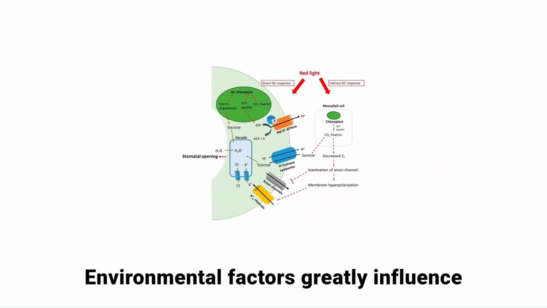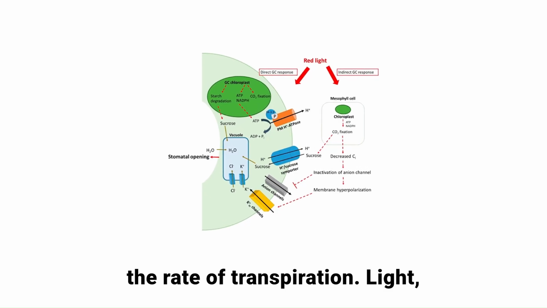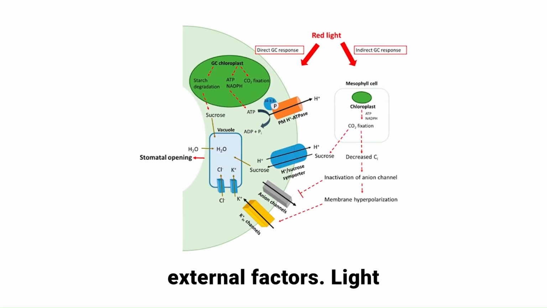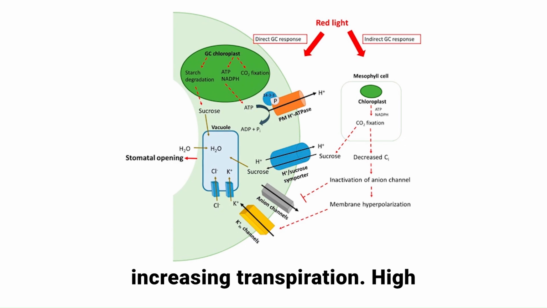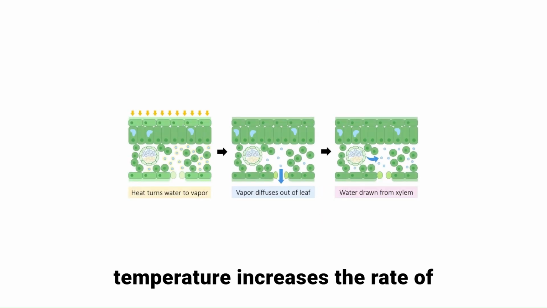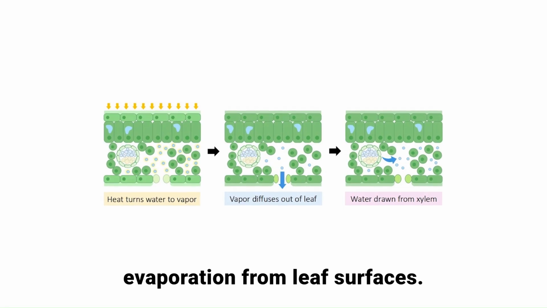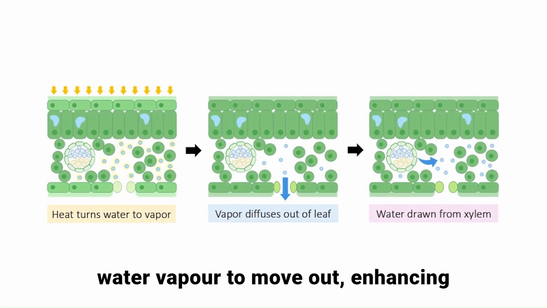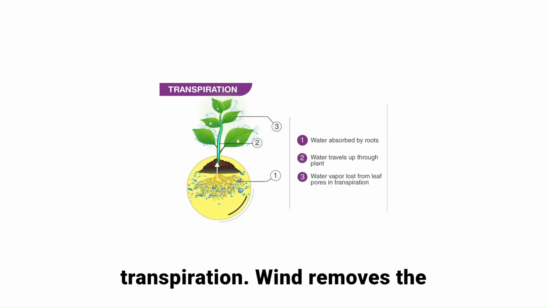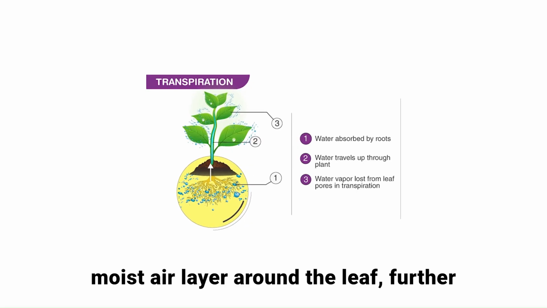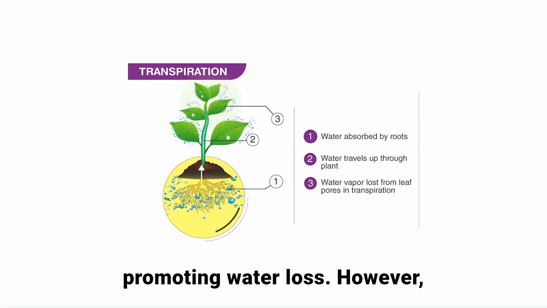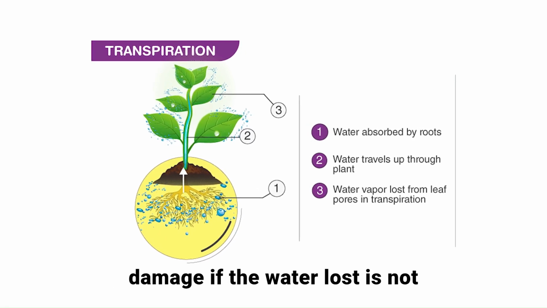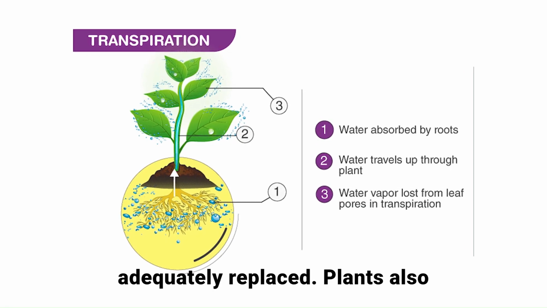Environmental factors greatly influence the rate of transpiration. Light, temperature, humidity, and wind are major external factors. Light stimulates the opening of stomata, thus increasing transpiration. High temperature increases the rate of evaporation from leaf surfaces. Low humidity creates a steep gradient for water vapor to move out, enhancing transpiration. Wind removes the moist air layer around the leaf, further promoting water loss. However, excessive transpiration can be harmful. It can lead to wilting or even permanent damage if the water lost is not adequately replaced.